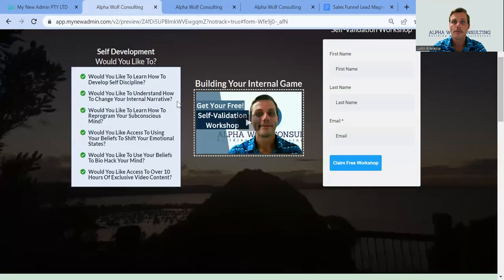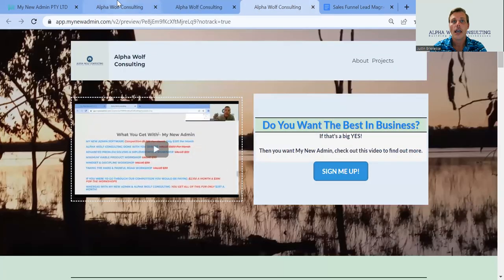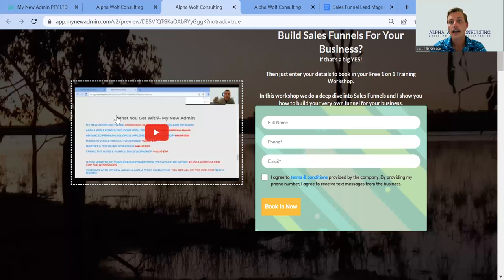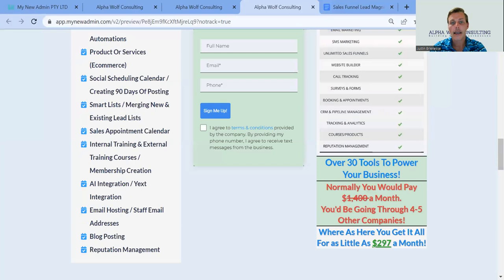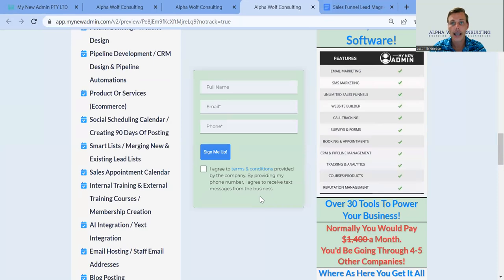Lead comes in, moves to the next stage, moves to the next stage. And what we're doing is, instead of saying, hey, give us your information, would you like a free course? Put in your information to get it. Would you like a free one-on-one workshop? Put in your information to get it. Would you like your full account set up and either a lead generation strategy or a sales optimization strategy? Put in your details to access.